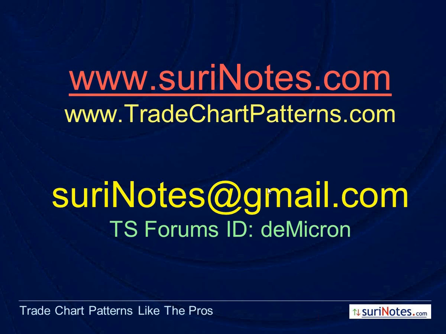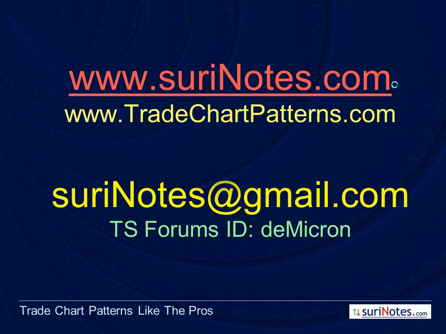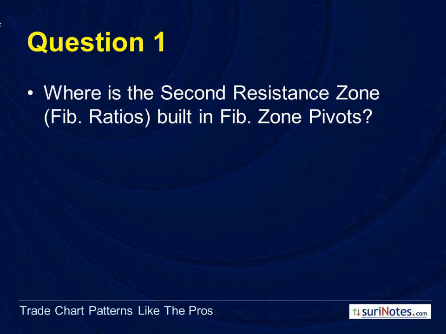Okay, I undocked it, but the font is so tiny. Okay, I actually expanded it. Let's go ahead and try this. I'm going to start by showing my first question. Mike, can you see this? Yeah, so question 1 is, where is the second resistance zone? Fib ratio is built into the Fibonacci zone pivots.